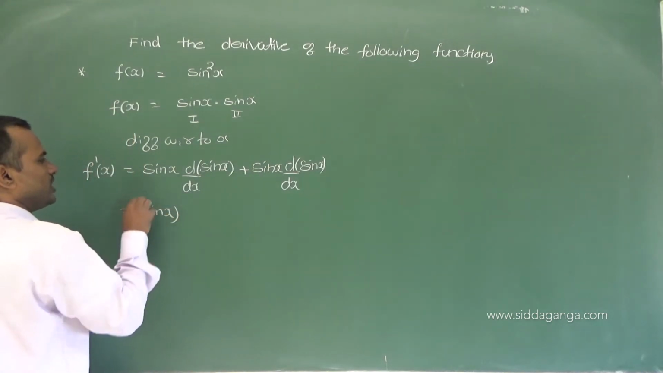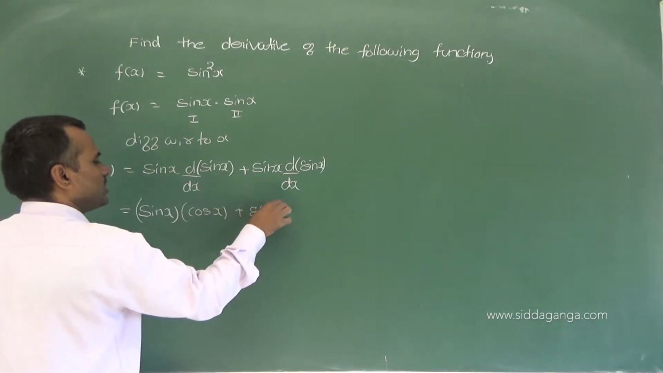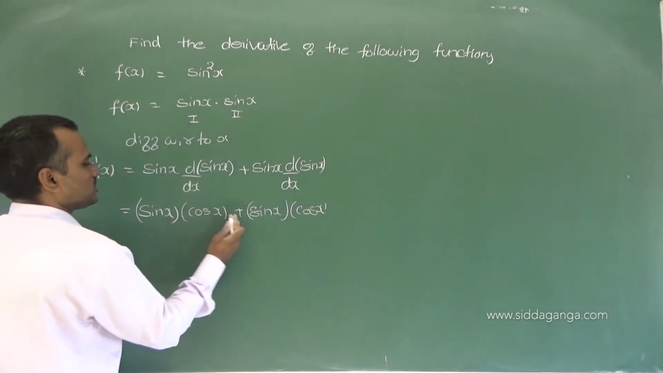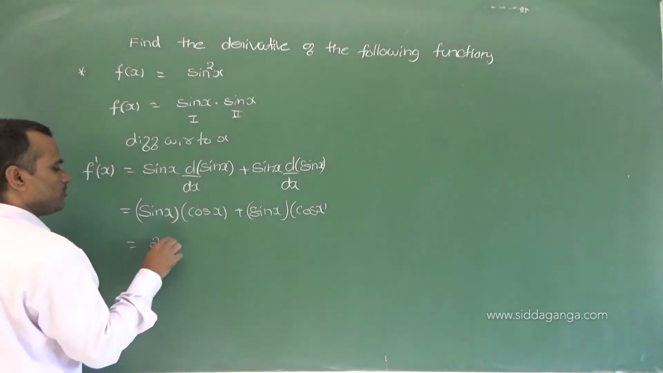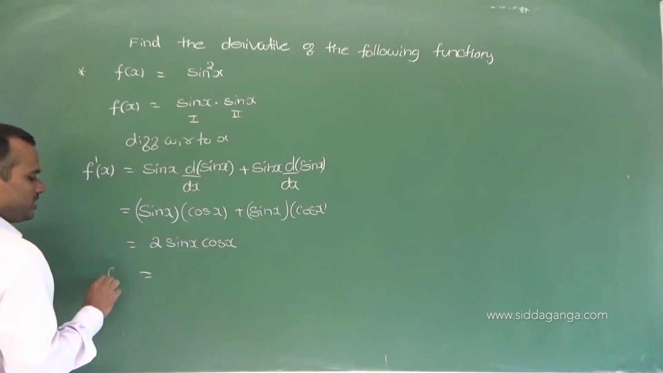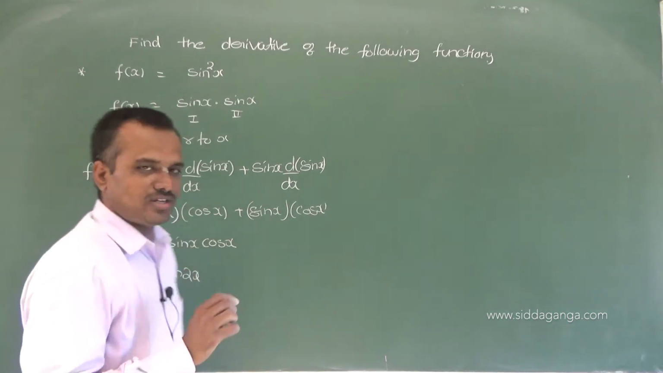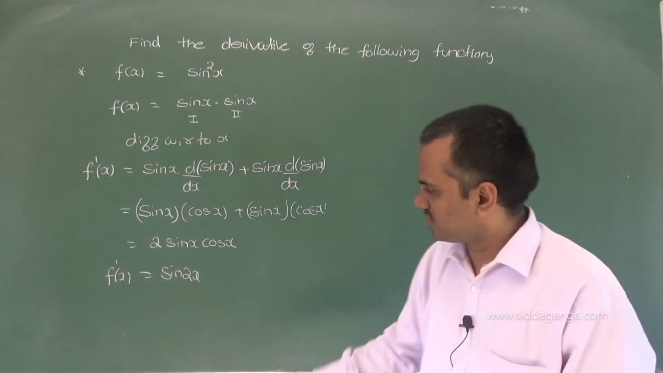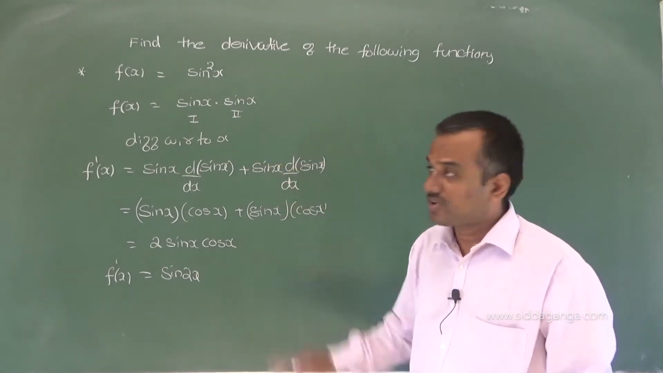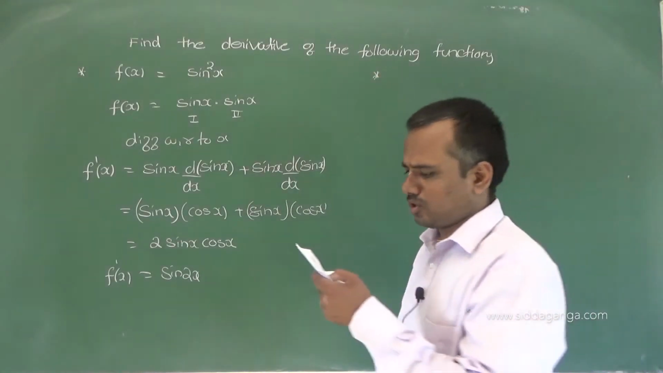Sin x, the derivative of sin x is cos x, plus sin x, the derivative of sin x is cos x. Observe here, sin x into cos x plus sin x cos x, 2 times sin x cos x. So in trigonometry, f dash of x, 2 sin x into cos x is nothing but sin 2x. Observe each step. Very important problem. Observe very carefully.